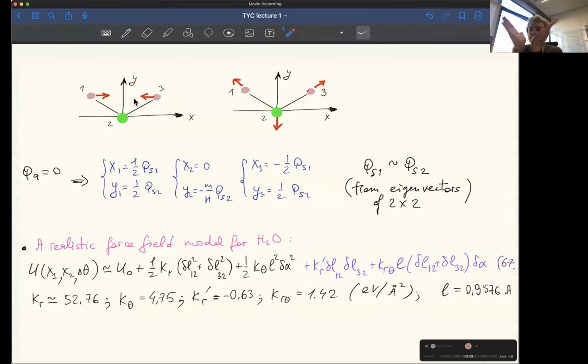This oscillates like this, so the water molecule goes like this, and another degree of freedom is like this. So you have stretching or compression of this hydrogen-oxygen bond, and oxygen just moves up and down by a little because oxygen mass is much larger.